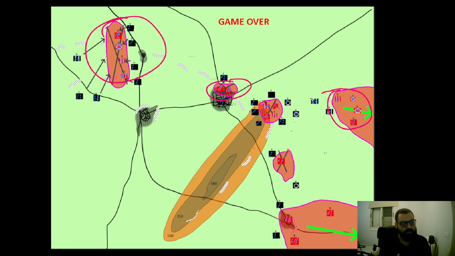And that's very important, remembering that retreating and being routed has a very negative effect. And at the same time, they have 2 more pockets of encirclement. And that's it, game over.